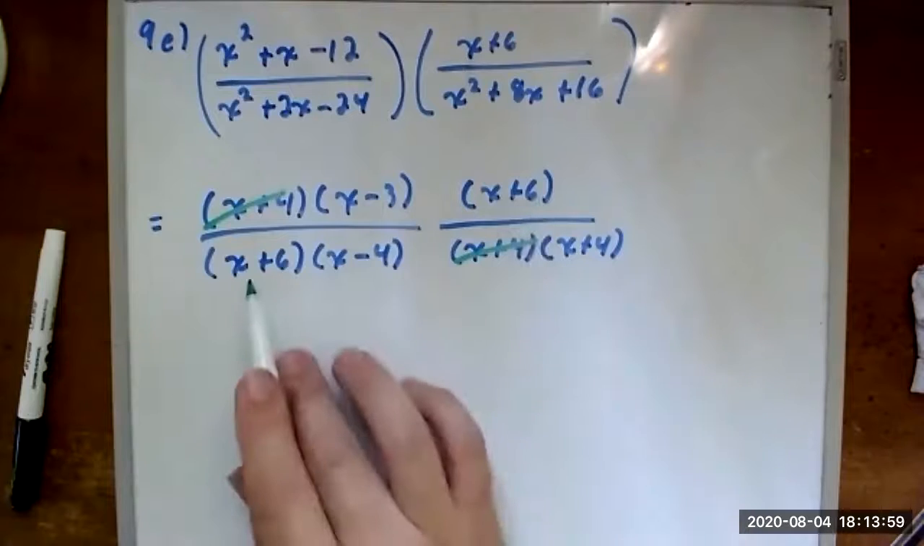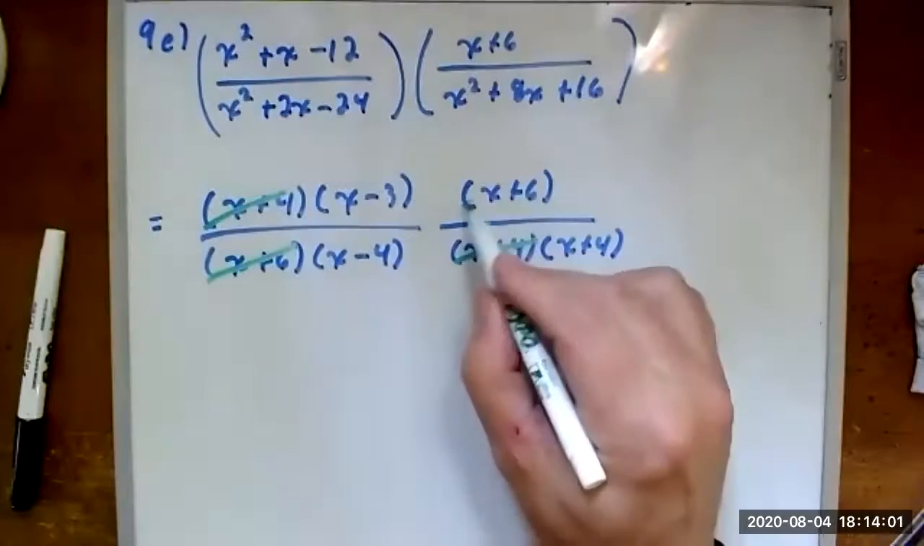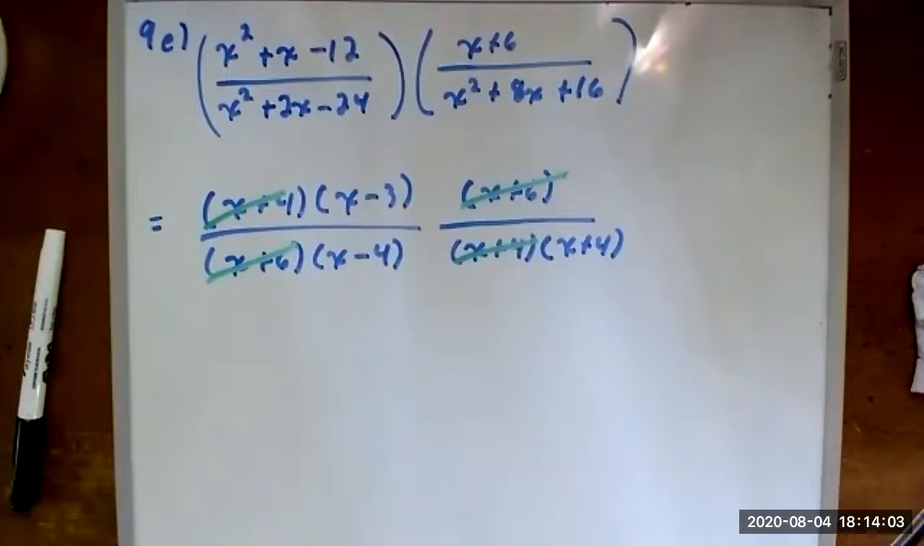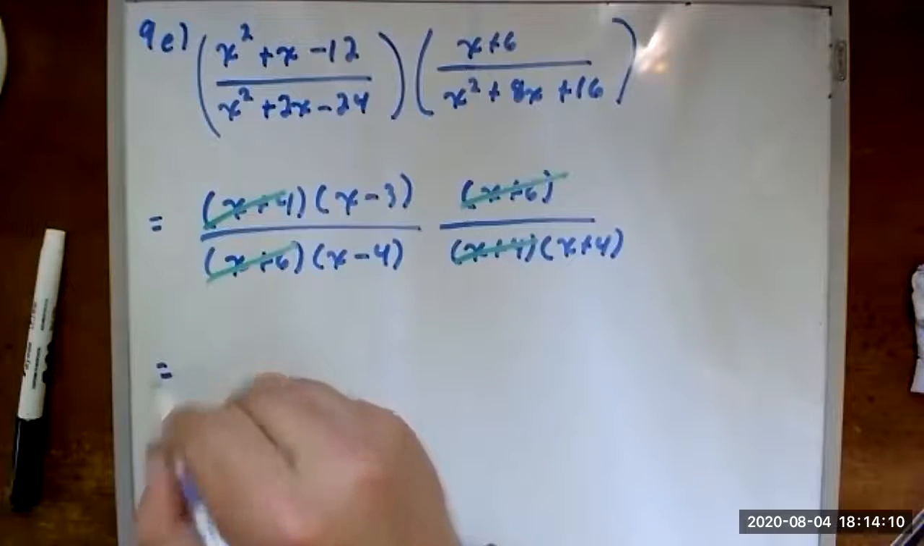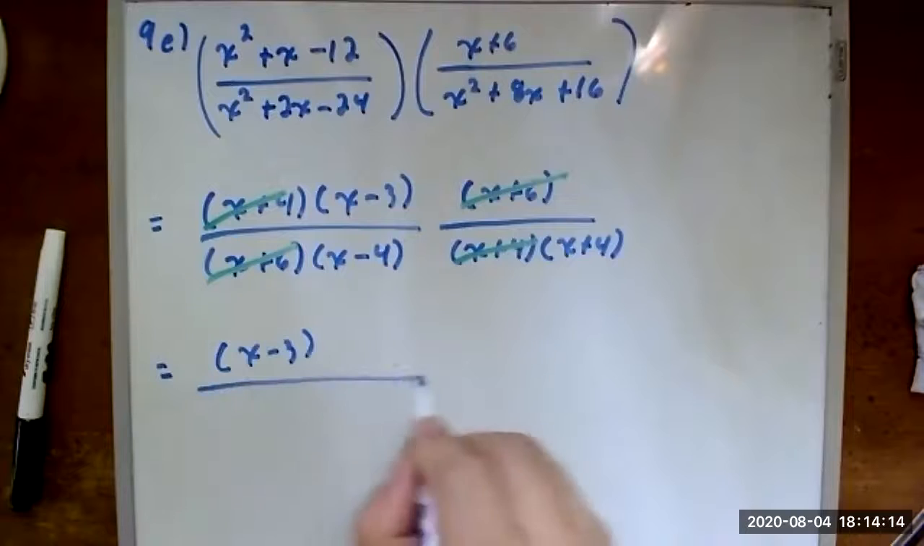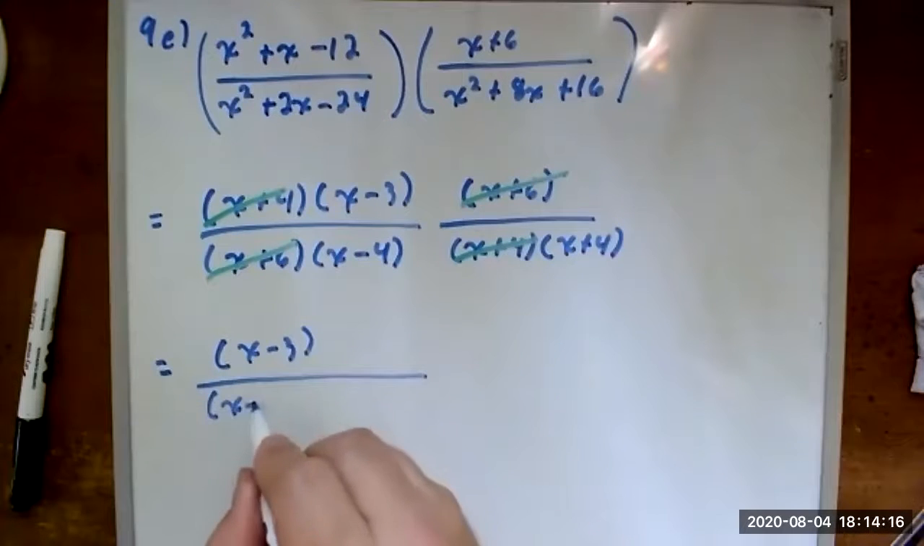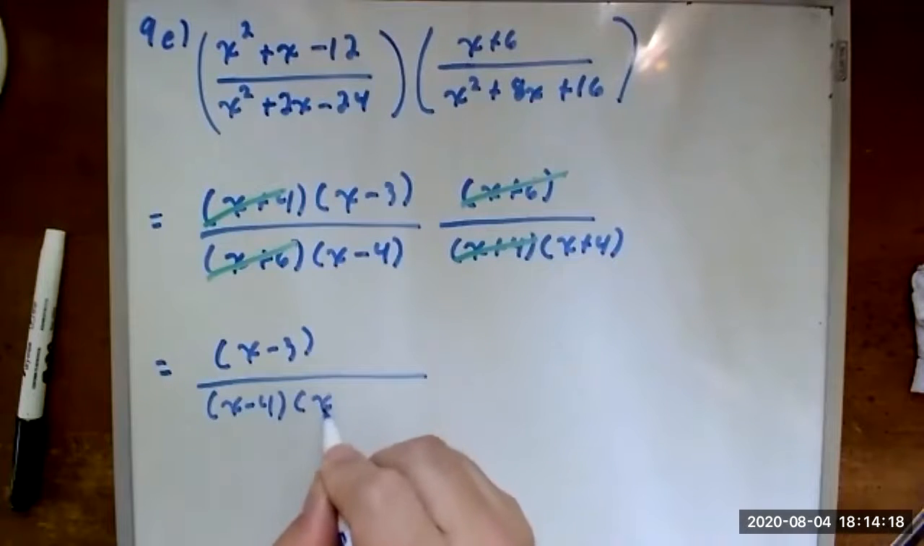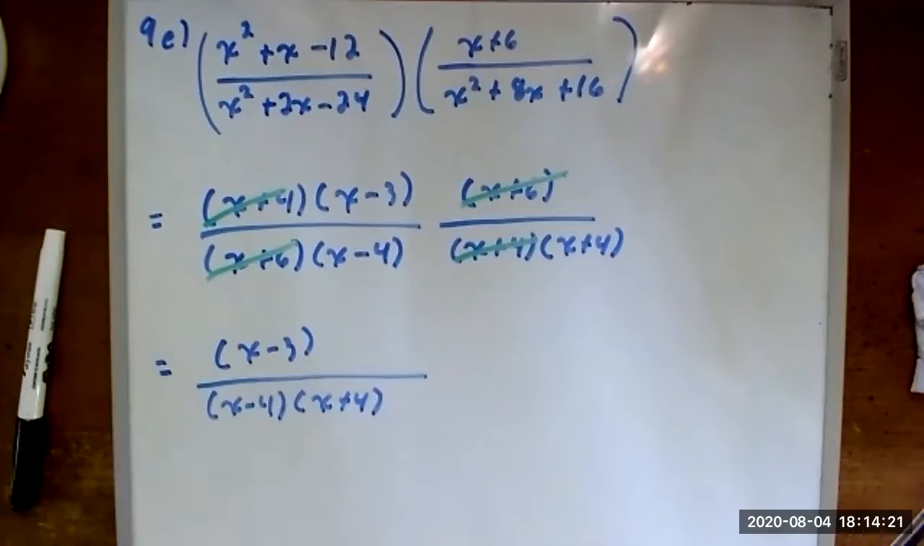From here, we look for all of the places where we can simplify. I have an x plus 4 on the bottom, an x plus 4 on top, and those cancel. I have an x plus 6 on the top, an x plus 6 on the bottom, and those can cancel. Leaving me with an x minus 4, an x plus 4, and an x minus 3. So x minus 3 is on top, x minus 4, x plus 4 is on the bottom.